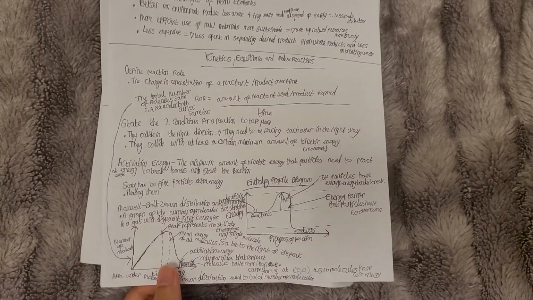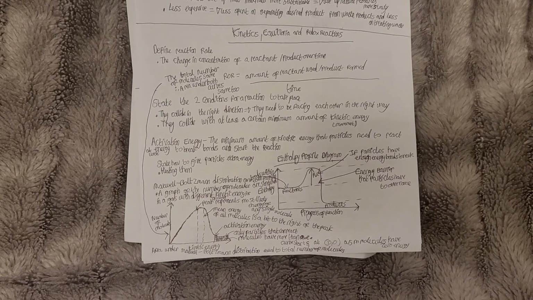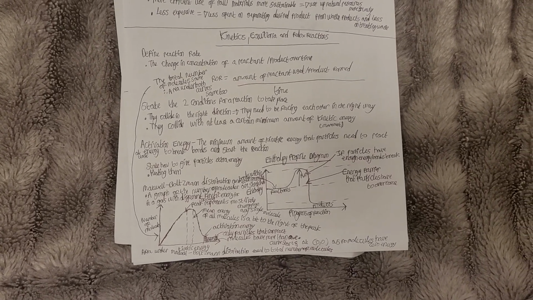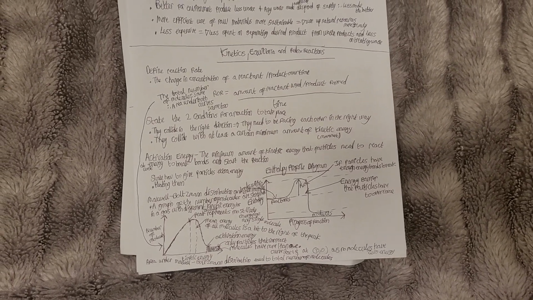Kinetics, equilibria, and redox reactions. Definition of reaction rate: the change in concentration of a reactant or product over time. The formula of the rate of reaction: the amount of reactant used or product formed over time.